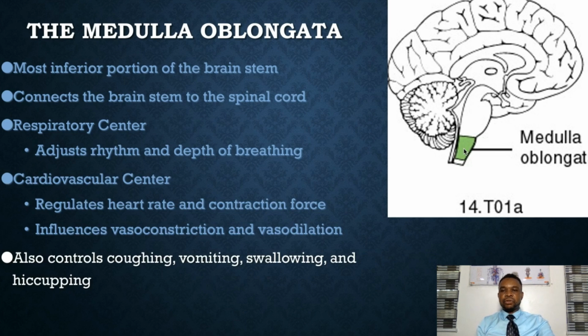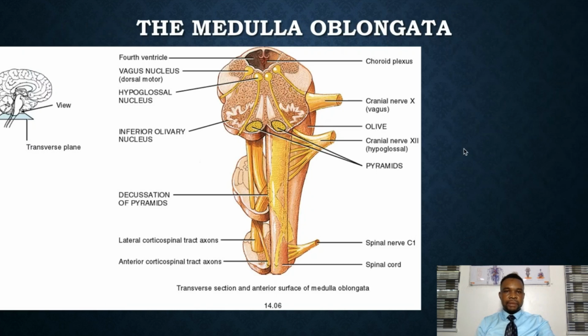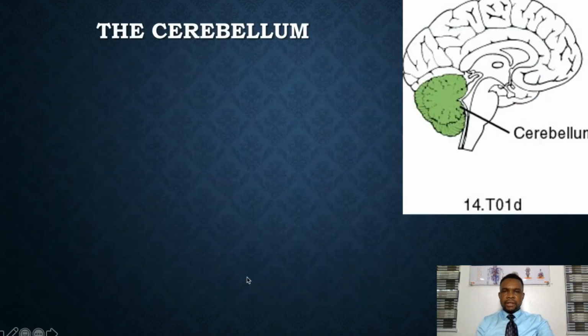The medulla oblongata controls coughing, vomiting, swallowing, and hiccups. When we hiccup, those activities are controlled by the medulla oblongata. You can see that this structure shows the medulla as a continuum of the spinal cord. Now, the other small lobe of the brain that is not within the stem area is called the cerebellum. The part that is painted green is the cerebellum.